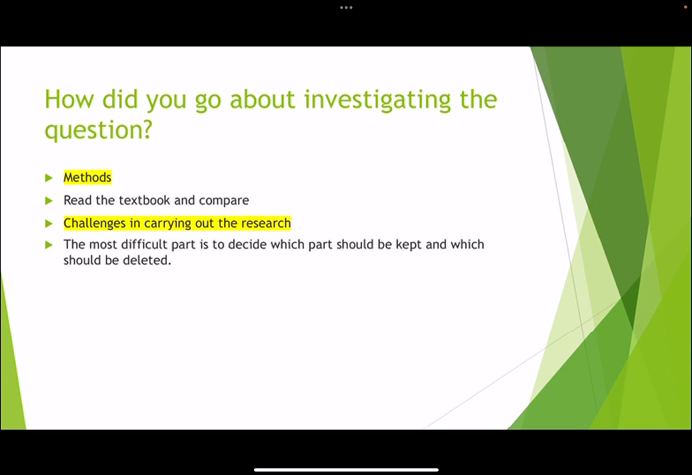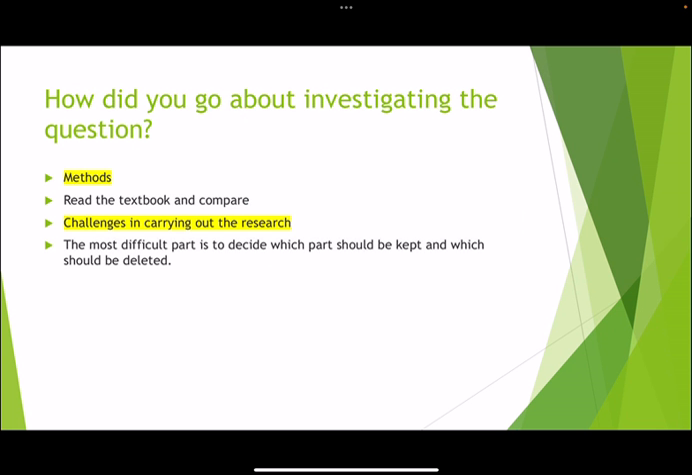How did I go about investigating the question? The method that I used is to read the textbook and then compare. What I compare is the contents, also including the question part and the knowledge points, like how the different versions arrange the knowledge points in order.